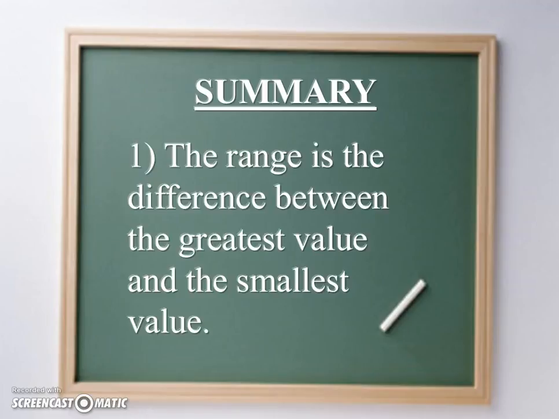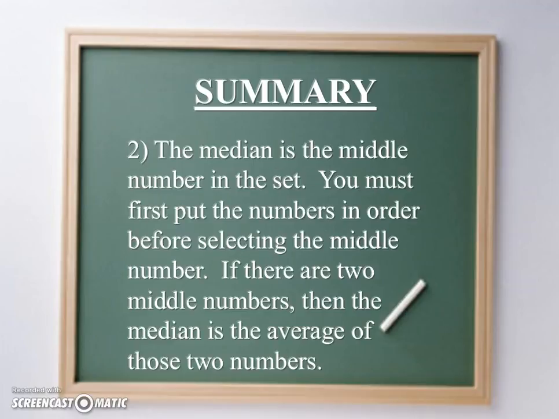So let's summarize. The range is the difference between the greatest and smallest value. The median is the middle number in the set. So first you need to put the numbers in order. Very, very important that we put the numbers in order before selecting the middle number. If there are 2 numbers in the middle, then we would have to find the average of those 2 numbers, which means we would add them up and then divide by 2.